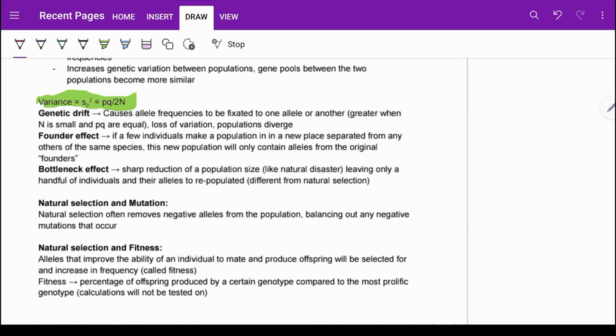We also have the bottleneck effect, which is basically when there's a huge natural disaster, so natural selection is not involved. This is like a fire, a hurricane, something catastrophic, and the population size is heavily shrunken down. And we have to rebuild that population.